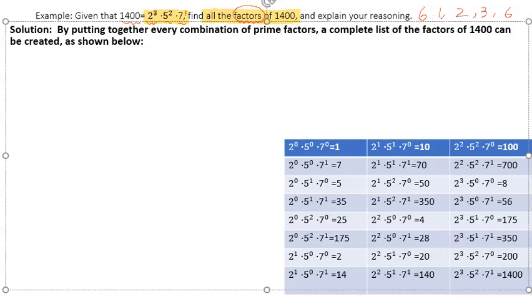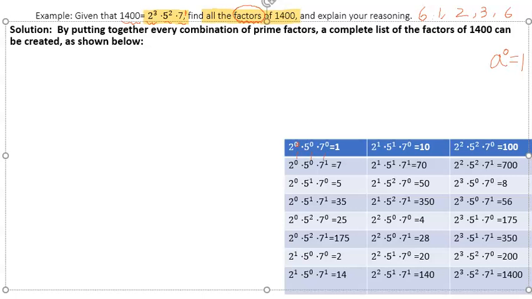If you look at the table that I made here, the first case I did is I pick 0 for 2, and pick another 0 for 5, and pick another 0 for 7. Another thing we need to know is that when we raise a non-zero number to 0, we get 1. So in this case, we get 2 to the 0, which is 1, and 5 to the 0, that is 1, and 7 to the 0, which is 1.